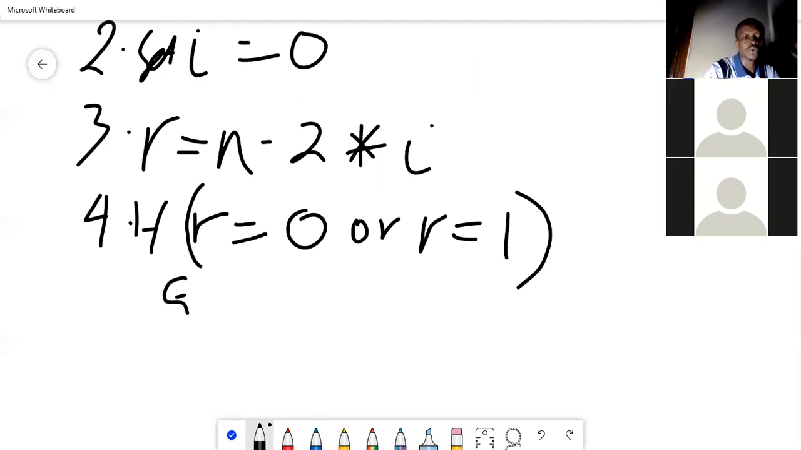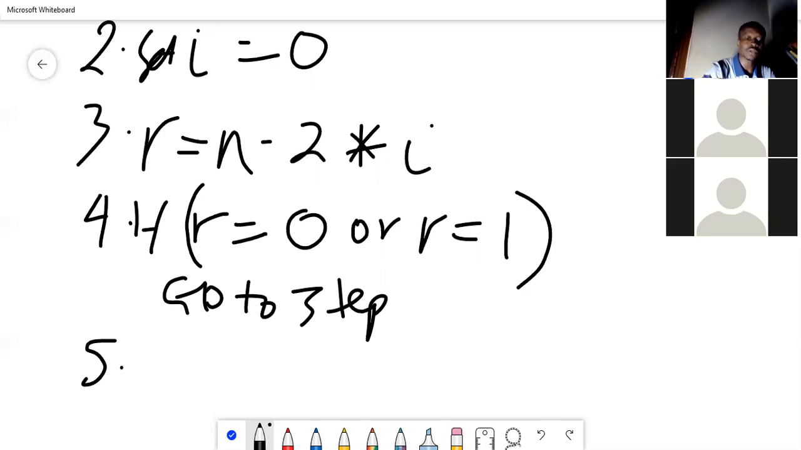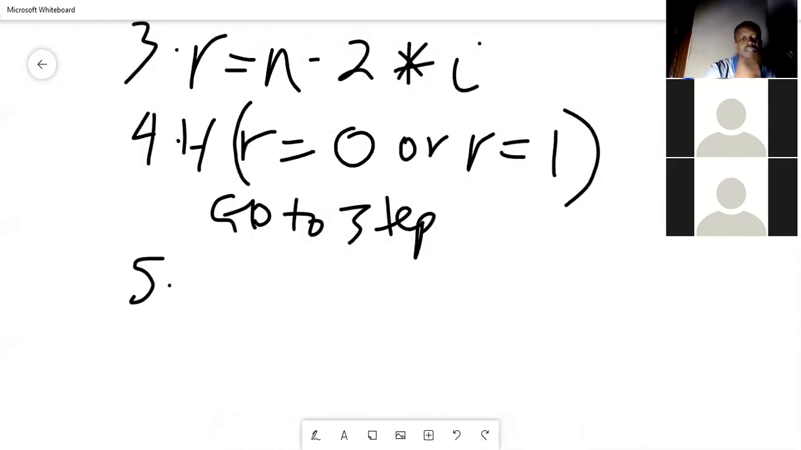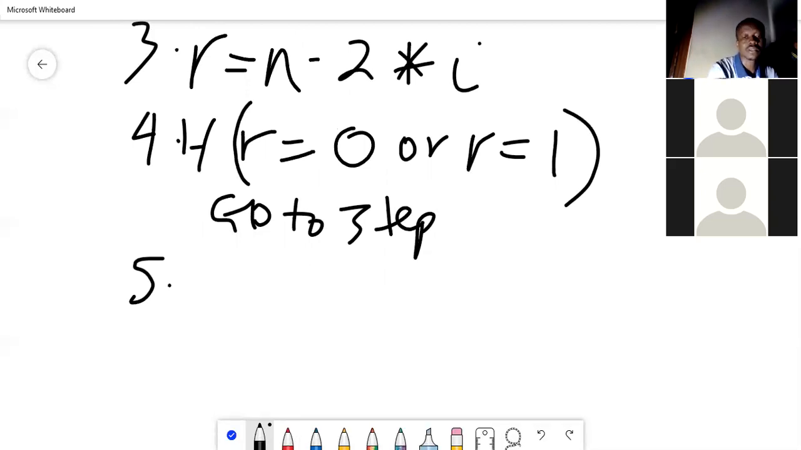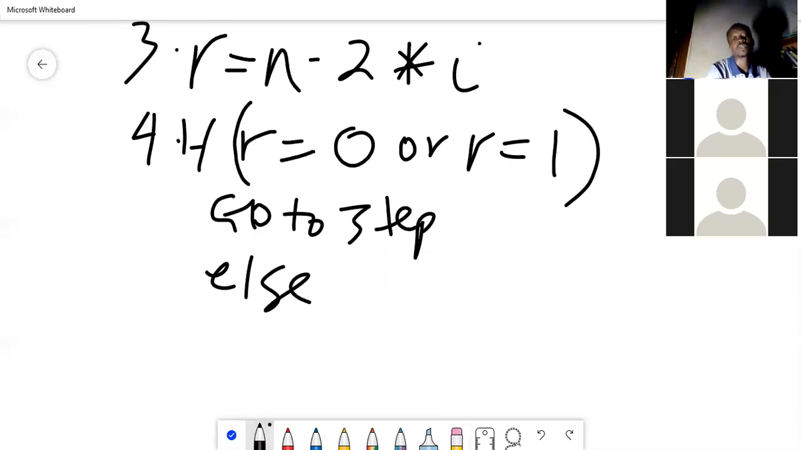So we're just going to go to step, but I won't write the step number. Okay, then 5. So when you are doing a flowchart like this, you can leave some spaces. You don't have to put the step numbers. Later you can put them in. So we go down and do something. But for now, what if it's not true? So we can say else we go to the next step. Or what do we do? Else we can go to the next step and do whatever we want to do over there.